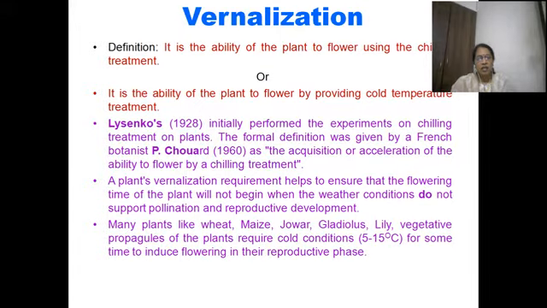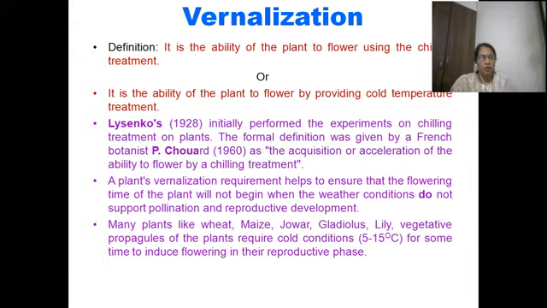So plants like wheat, maize, jowar, gladiolus, lily, or vegetative propagules of different plants. Vegetative propagule means bulbs, corms, rhizomes. These are vegetative propagules. So they require cold condition for some time so that they will induce flowering in their reproductive phases. Okay. So when they are in initial stages, when the seeds are there, or you can say when the seedlings are there, when they are very small or vegetative structures are there, they are given chilling treatment. Shock is given to them so that due to this shock they will produce the hormone when conditions become favorable for flowering.